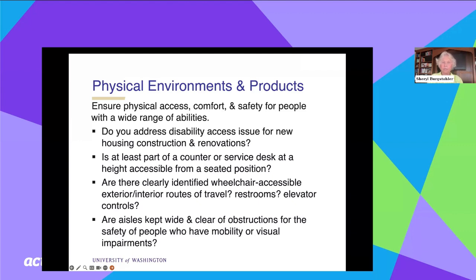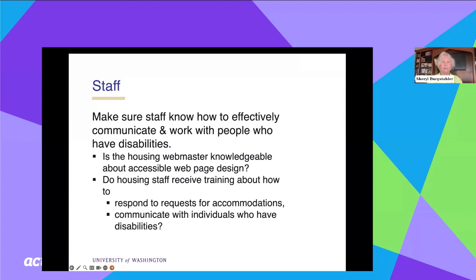Are there clearly identified wheelchair accessible exterior internal routes of travel and restrooms and elevator controls? So look at your signage and besides the accessibility aspect, but how can people figure out where to go? People in wheelchairs or walkers often will tell me things like, well, I have to wander around this building to figure out. It's kind of exhausting when you're a wheelchair user and a walker user. And so, kind of think about that. Are aisles kept wide and clear of obstructions for the safety of people who have mobility or visual impairments? Sometimes in computer labs, that's not the case, and staff are not well prepared and they just kind of stack up some boxes here and there and don't think too much of it. Staff, do staff know what to do?